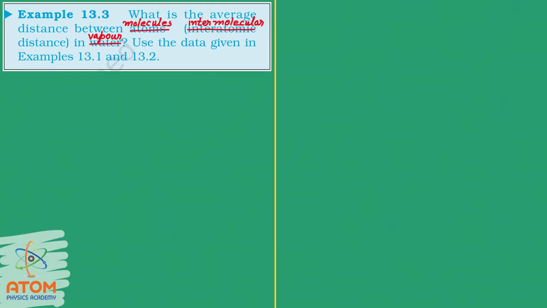We have to find out the average distance between molecules, that means intermolecular distance in vapor, because we are talking about H2O, that is a molecule obviously. And second thing, in water we are considering all the molecules very close to each other. So we can take that distance, that means intermolecular distance in water, to be almost 0. But in vapor the distance between molecules is quite large. So here we need to find out the intermolecular distance in vapor using the data given in example 13.1 and 13.2.